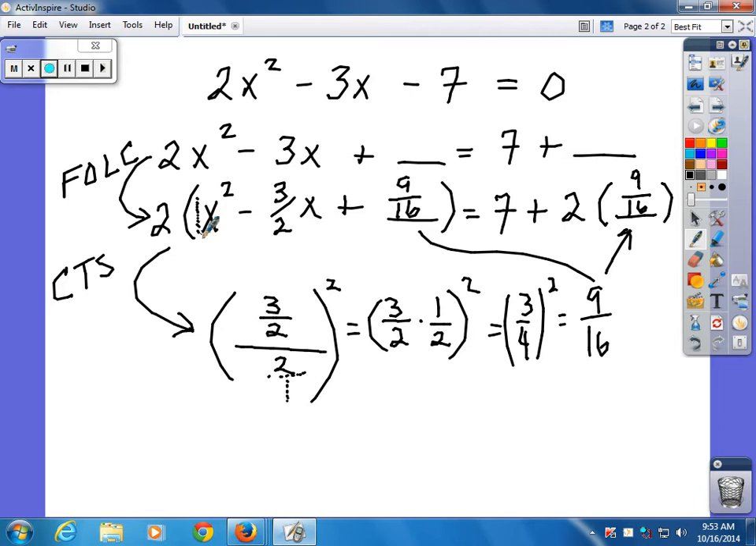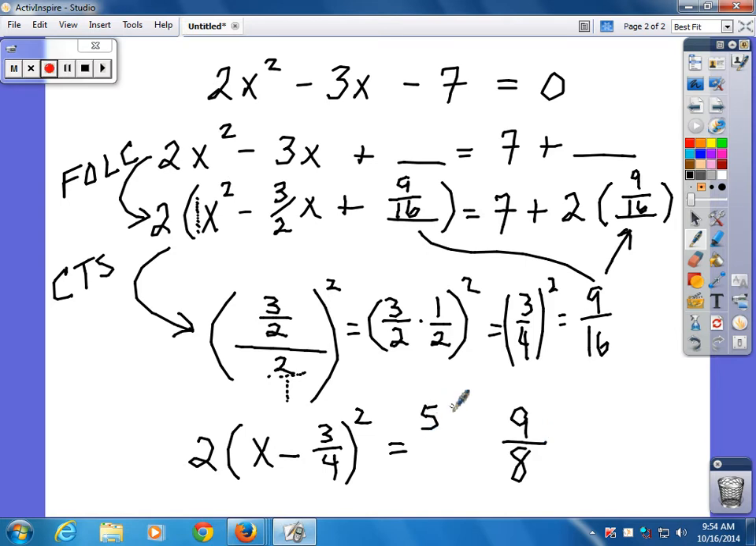And that's going to give you shortcut number two right here. So that'd be 2 times x minus 3/4 quantity squared is equal to, and this 2 will cancel out with the 16, 8 times, that'd be 9/8. And then what's 8 times 7? 58? Or 56? What is it, 56? I'm not good with 8s at all. 56. And that's a plus. And we'll carry that over to the next page.